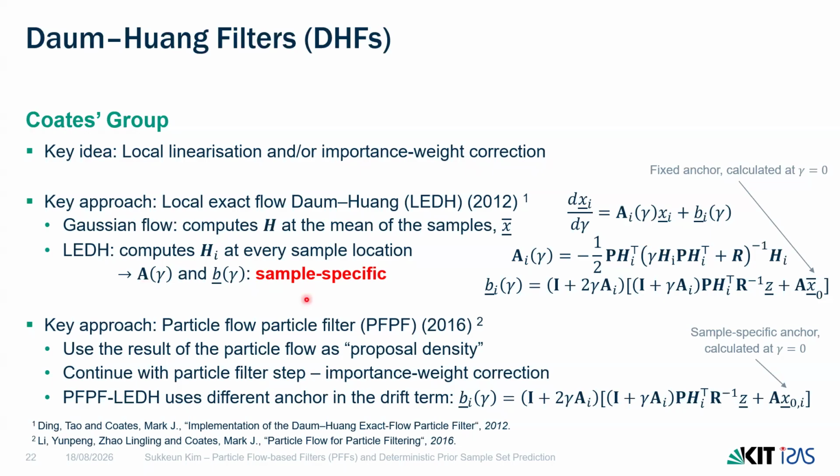Another key approach from this group is the particle flow particle filter. They don't simply move the particles to the posterior, but use these moved particles as a proposal density and do another importance weighting. That's why they have another particle filter at the end.